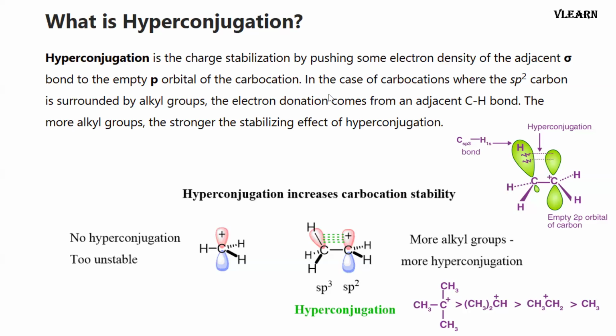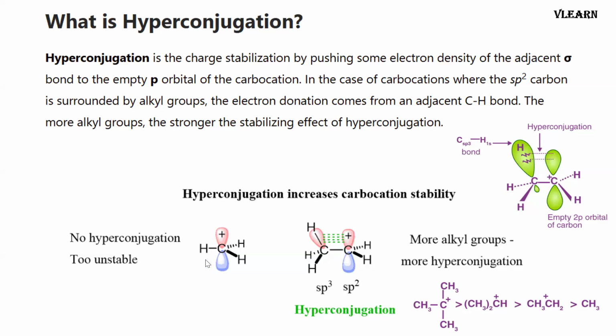In this case, in a carbocation where the sp2 carbon is surrounded by alkyl groups, the electron donation comes from the adjacent carbon-hydrogen bond. So the more the alkyl substitutions, the more the hyperconjugation, thus stabilizing the carbocation. Hyperconjugation increases the carbocation stability. We know that the more electron donating groups present near the carbocation, the more stable the carbocation will be.